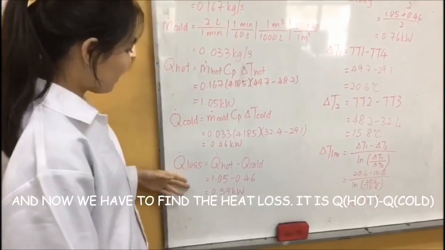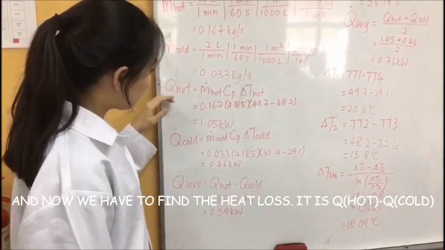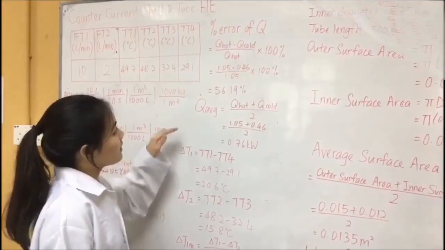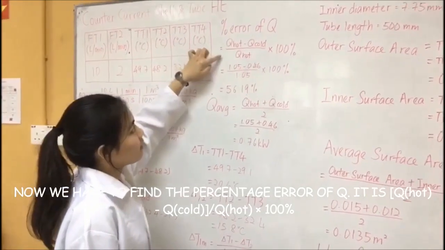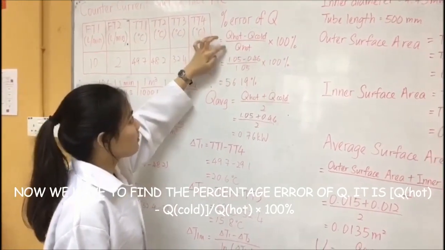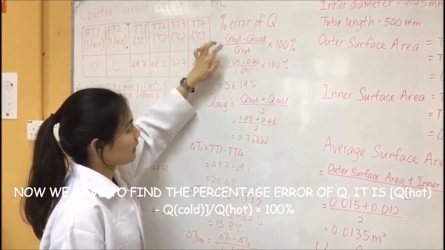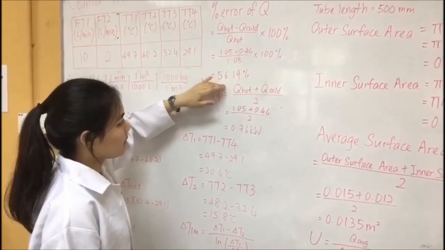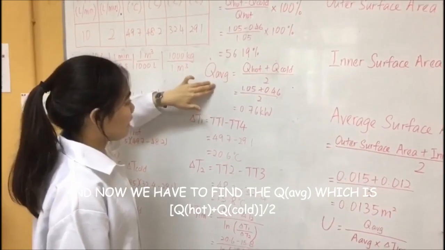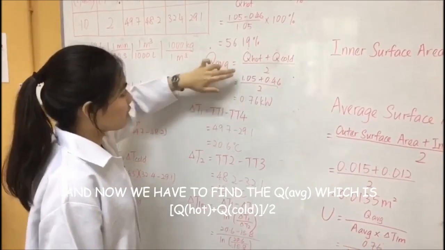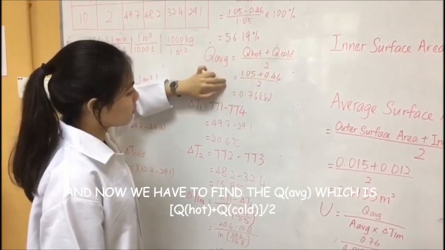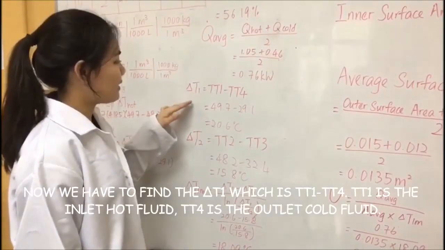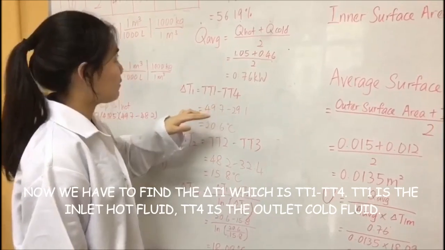And now we have to find the heat loss. It is Q hot minus Q cold, so we get 0.59 kilowatt. Now we find the percentage error of Q, which is Q hot minus Q cold divided by Q cold times 100%. Our percentage error is 56.19%. Then we find the average Q, which is Q hot plus Q cold divided by 2, and we get 0.76 kilowatt.